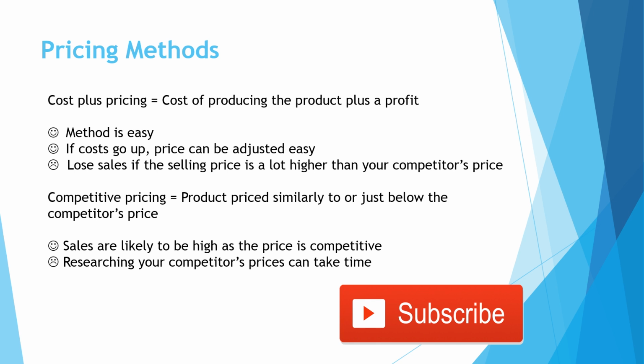So number 1 is cost plus pricing. Cost of producing the product plus a profit. This is the most common way of pricing. Because it is an easier method, if the costs go up, the price can be adjusted easily. The downside to this is lost sales if the selling price is a lot higher than your competitor's price.